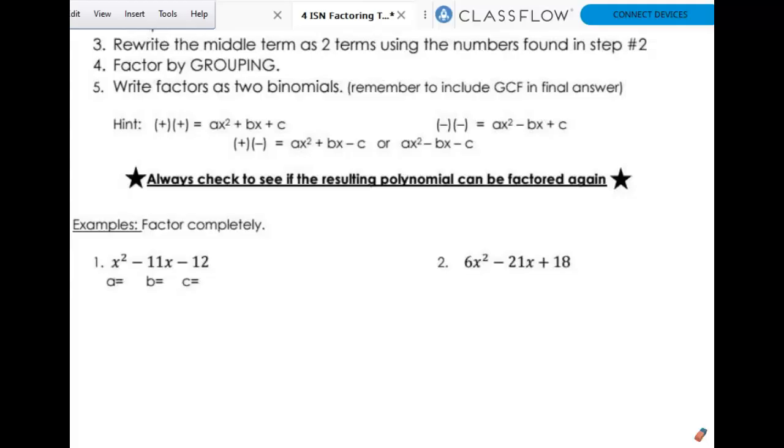Okay. So on the first one, how many terms do I have? How many do I have to have? 4. So when I do this, I take 1 times negative 12 gives me negative 12, and I get negative 11. So I want factors of negative 12 that add to negative 11. So it'll be negative 12 and 1. And those go right here.